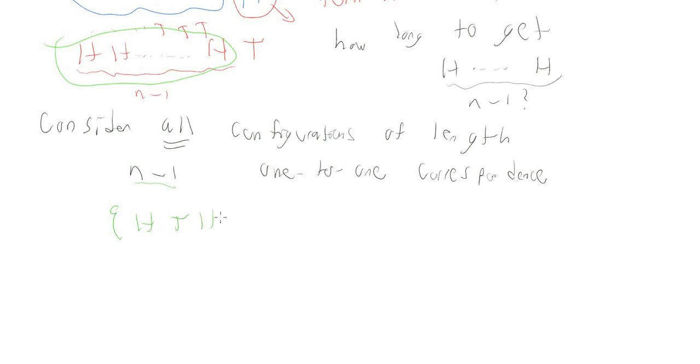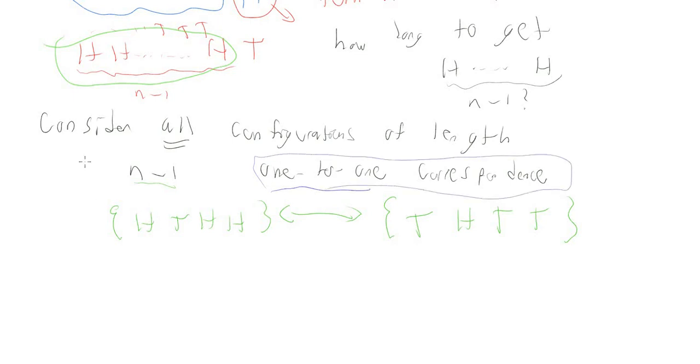So if n-1 has length 4, this configuration is in one-to-one correspondence with one where we just relabel all of the T's by H's and H's by T's. And now, ready for the magic, once we have this correspondence established, we can say, under this correspondence, where does this go to? This goes to all T's.